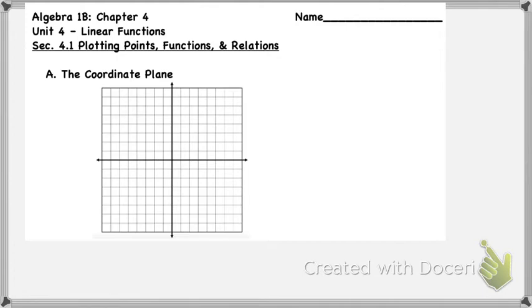Who can tell me the name of a part of the coordinate plane here? Okay, Hannah. The x-axis. Which one is the x-axis? Show me with your hands. Up or down or left and right? It is left and right. Very good. This is the x-axis.